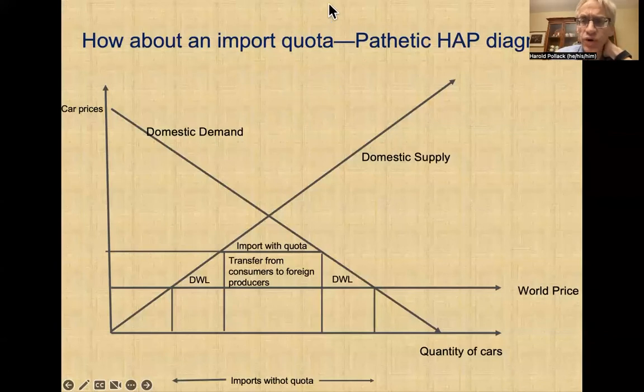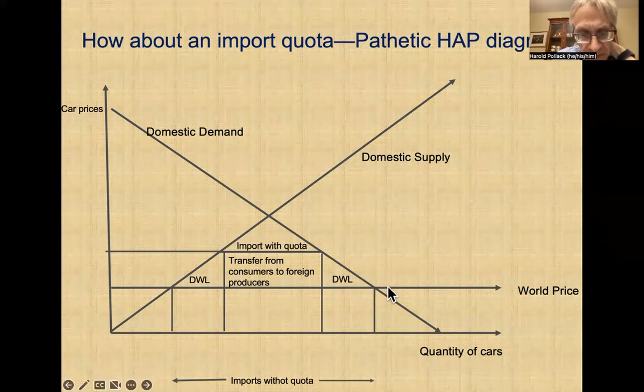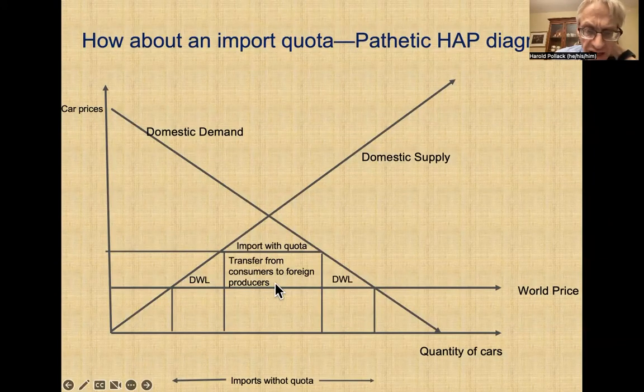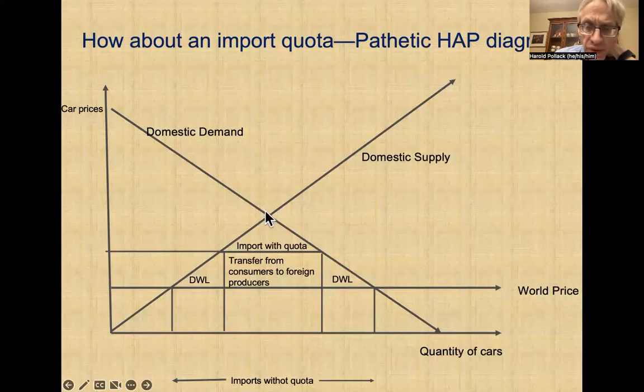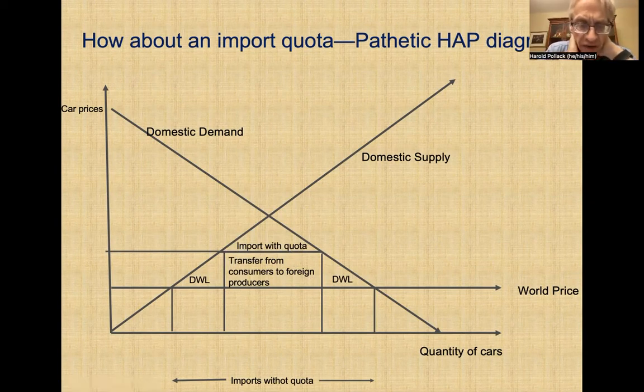Now, what happens if you have an import quota? This in some ways combines the worst aspects of everything. So suppose that we have cars, and there's a world price of cars that's well below the equilibrium price if you just had the domestic supply and demand. So what we do is we say, well, you can only import a fixed amount, and it'll be this amount that you can import.